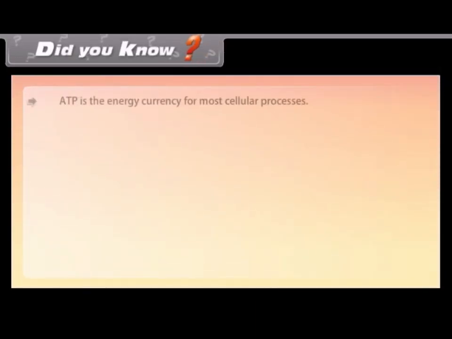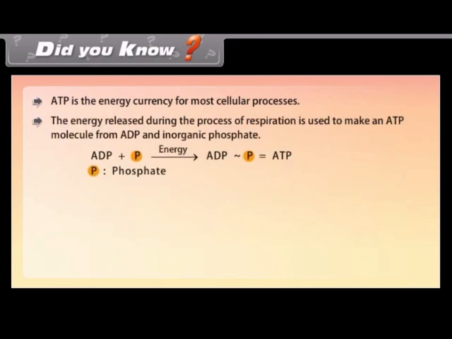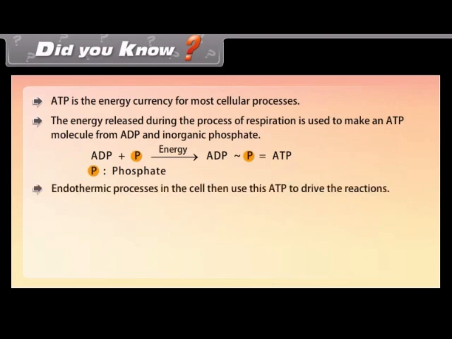Did you know ATP is the energy currency for most cellular processes? The energy released during the process of respiration is used to make an ATP molecule from ADP and inorganic phosphate. Endothermic processes in the cell then use this ATP to drive the reactions.